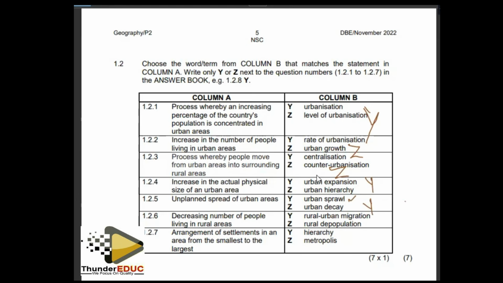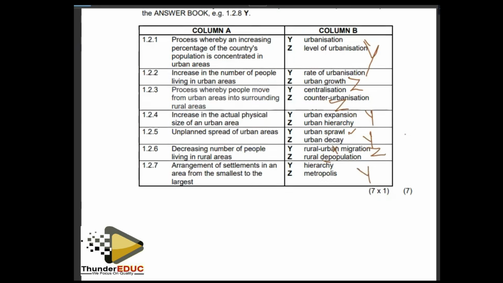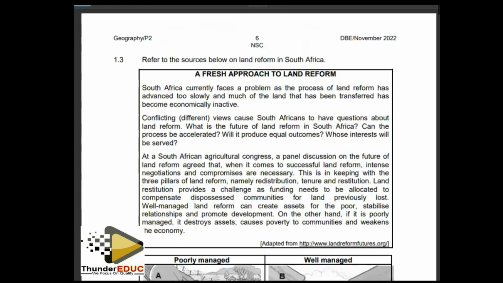1.2.6, decreasing number of people living in urban areas. Decrease. Okay. Obviously, it can't be this. This is movement of people from rural to urban. The answer is Z. Okay. And lastly, arrangement of settlement in an area from the smallest to the largest, which is the hierarchy. Okay. I hope you understand, my learners.